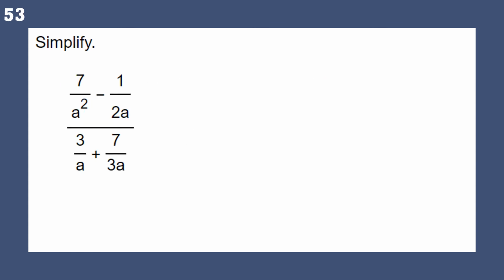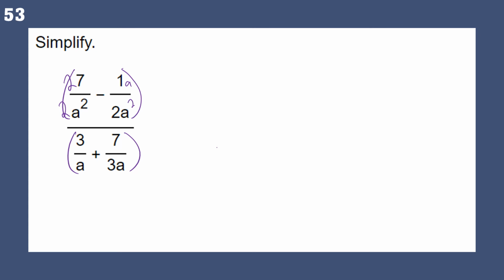Simplify this complex fraction. We have a fraction in a fraction with other fractions, okay? So the way we're going to make this simple is we're going to make it so it's just one fraction when we're done. So we have to combine the two on the top, combine the two on the bottom, and then we'll flip and multiply all together. Combining the two on the top requires us to get a common denominator between a squared and 2a. So that means we need a 2 that we're multiplying on the top and bottom here, and an a that we're multiplying on the top and bottom here.